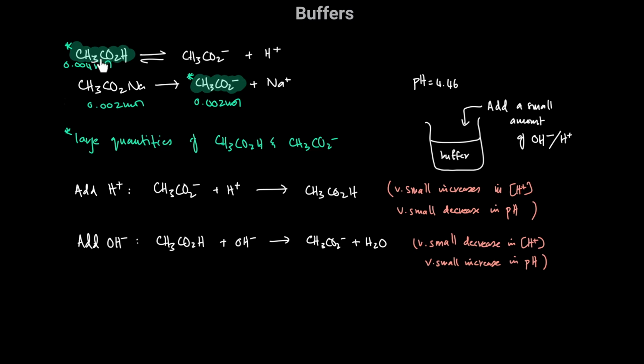Similarly, because you have large quantities of the unionized acid present, if you add a small amount of alkali, it will react with that unionized acid and neutralize that excess alkali, and there will be a very, very small increase in pH. So maybe the pH will change by 0.02 or 0.03.